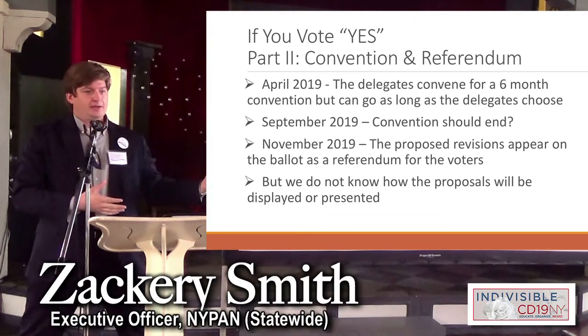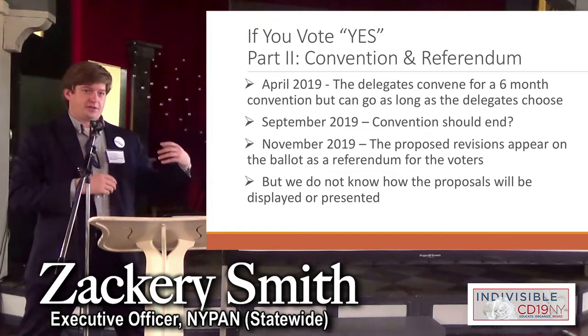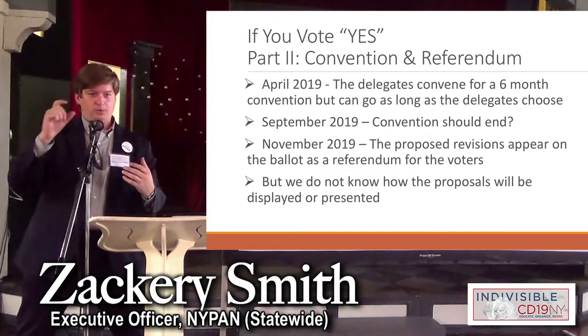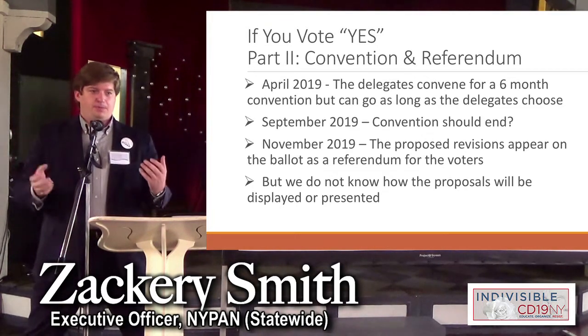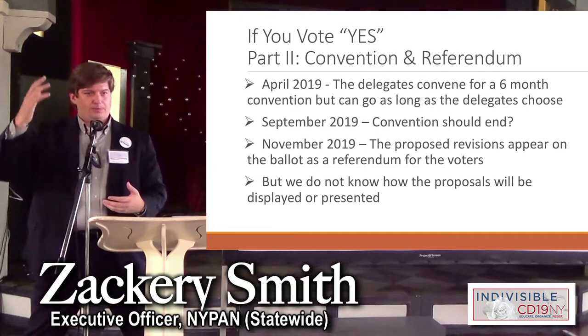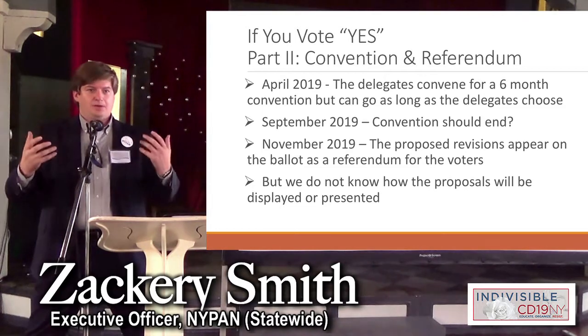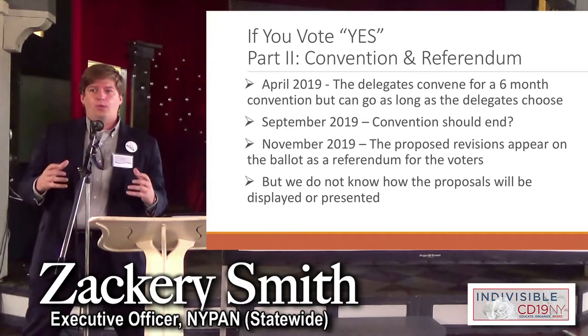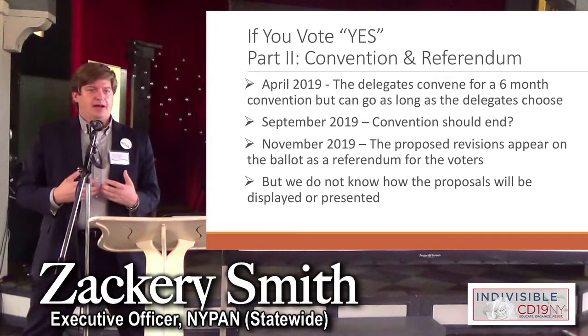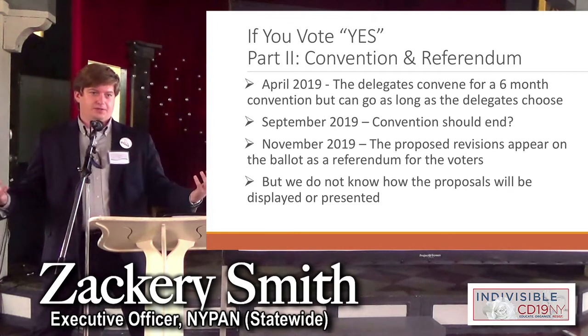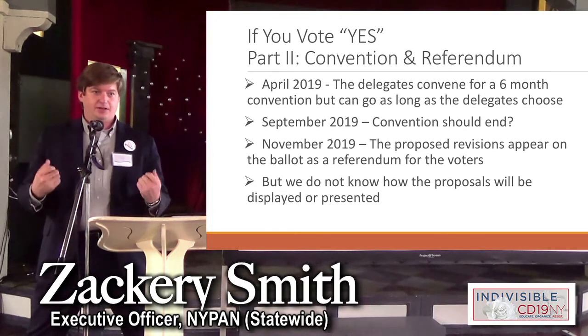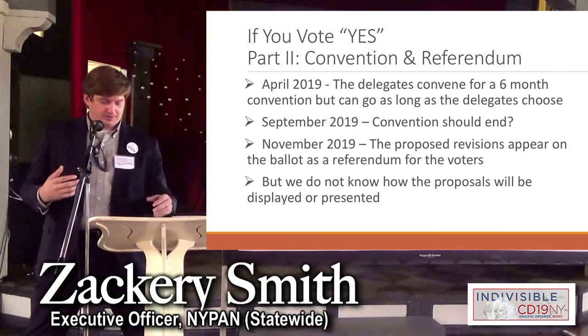In 1938, which was the last time there was actually a successful convention, they put bullet points on there, and people voted yes on 6 of the bullet points and no on 3 of them. So we don't know how anything would be displayed on the ballot until the convention completes. The convention gets to tell you how it appears in the ballot, period.